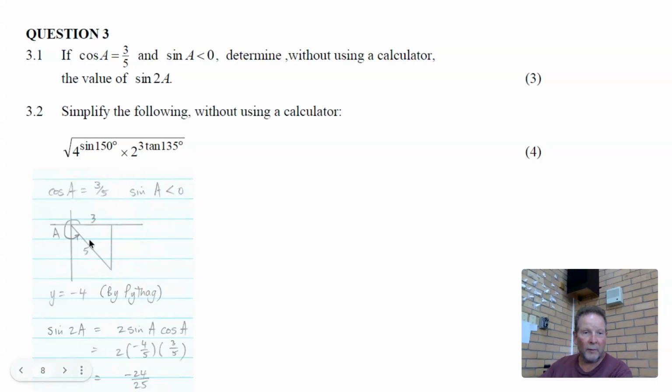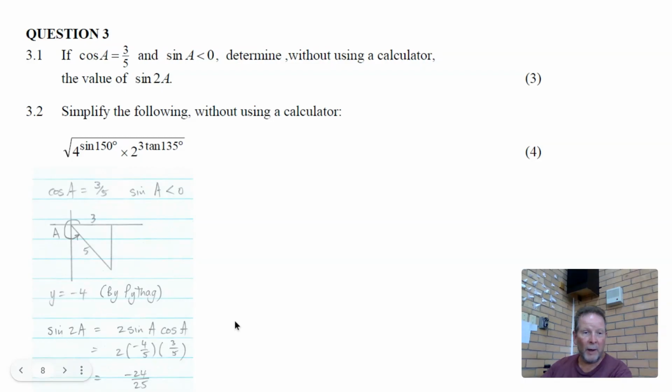We know that it's in this quadrant. We know it's cosine, so the adjacent side is 3. The hypotenuse is 5. 5 squared minus 3 squared, and square root it, we get 4 for this side. But we're going down, so y is minus 4. So minus 4 over 5 is the sine of this angle A.